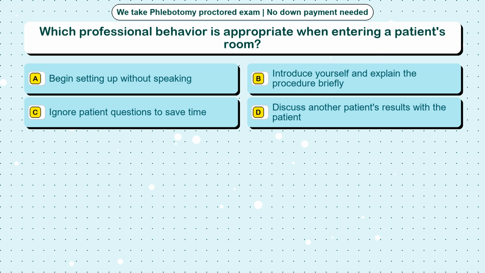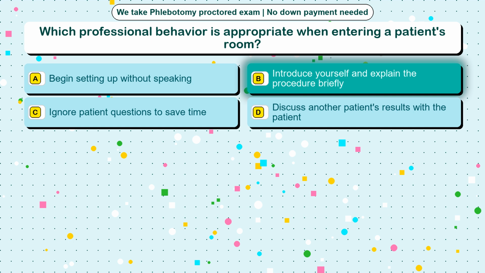Option A, begin setting up without speaking. Option B, introduce yourself and explain the procedure briefly. Option C, ignore patient questions to save time. Option D, discuss another patient's results with the patient. The correct answer is option B, introduce yourself and explain the procedure briefly.